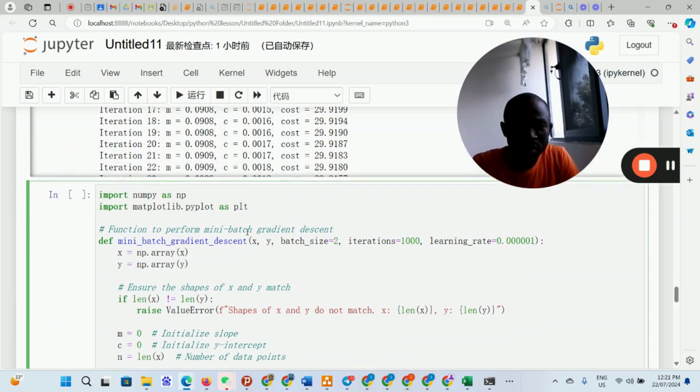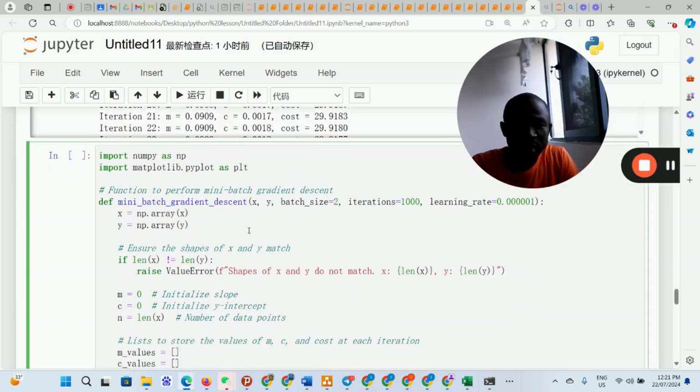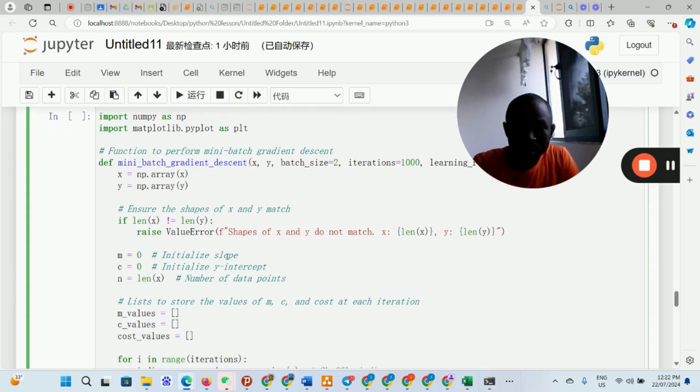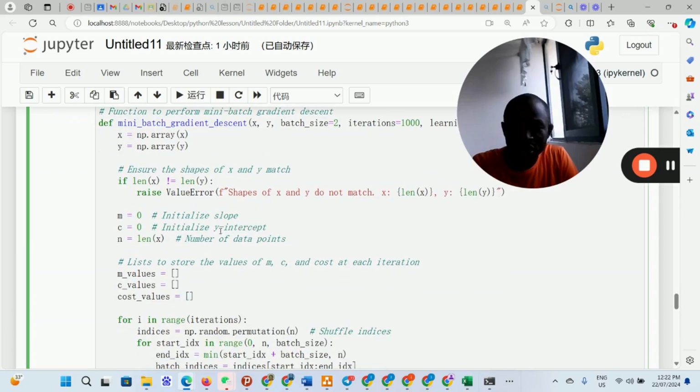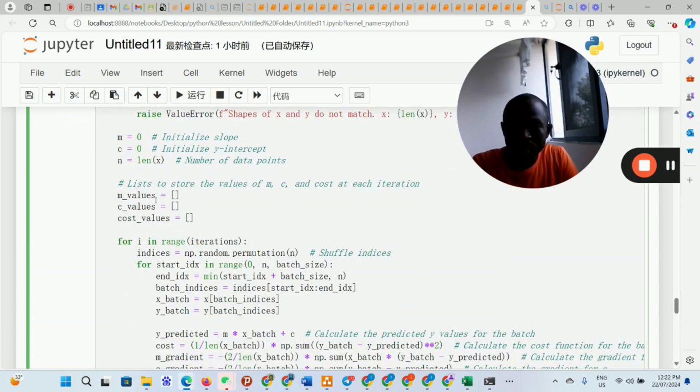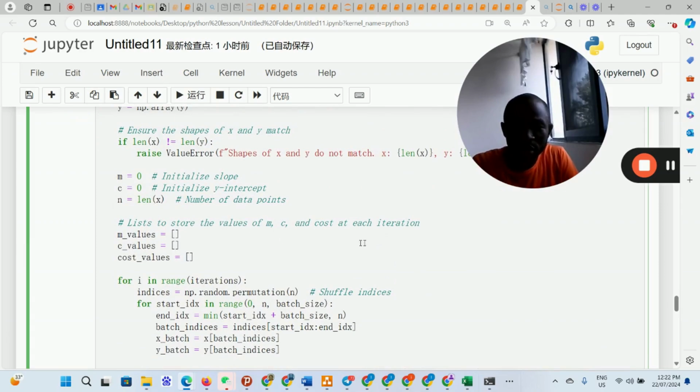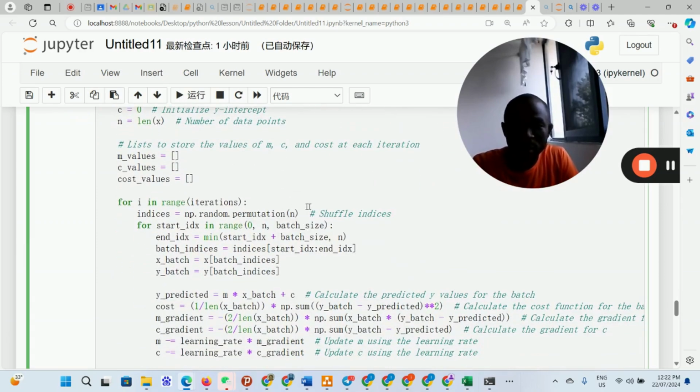Okay, so I just need to highlight the difference between the first one and the second, the batch gradient descent and the mini batch gradient descent. In mini batch gradient descent, what is happening? This first line is the same. Now, ensure the shape of X matches. This one is also the same. We initiate, this is the same. Now the list to store the values is the same. We don't have any problem.